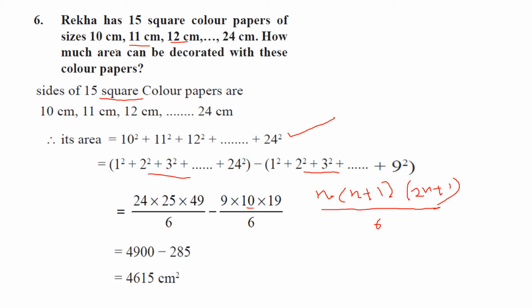After you cancel: 1 6 is 6, 4 6s are 24. So 4 25s are 100. 100 into 49, 4900. Here, the 6 table: 2 3s are 6, 3 3s are 9, 1 2 is 2, 5 2s are 10, 3 5s are 15. 15 into 19 is 285. Therefore, 4900 minus 285 equals 4615 centimeter squared is the area.